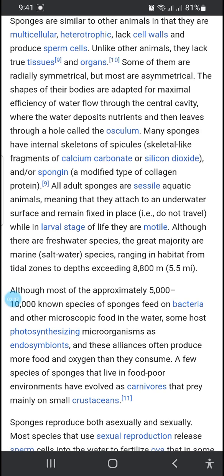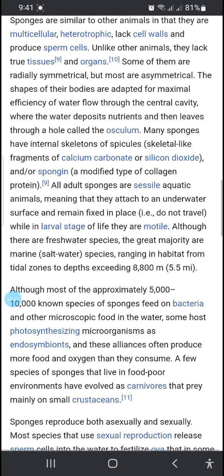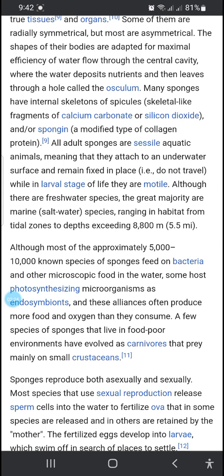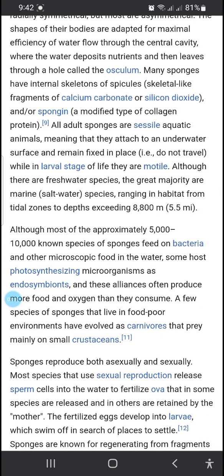Many sponges have internal skeletons of spicules, skeleton-like fragments of calcium carbonate or silicon dioxide, or spongin, a modified type of collagen protein. All adult sponges are sessile aquatic animals, meaning that they attach to an underwater surface and remain fixed in place. While in the larval stage of life, they are motile.